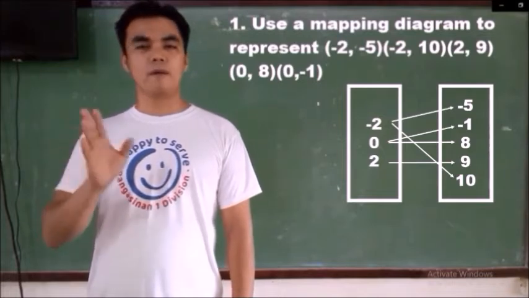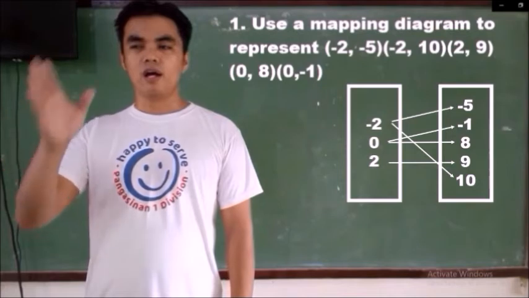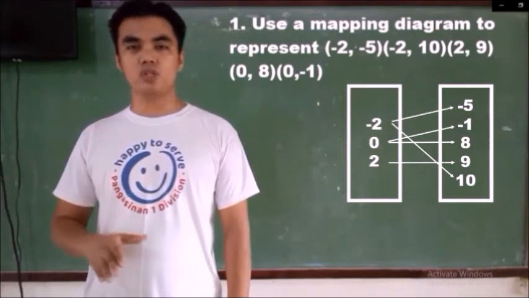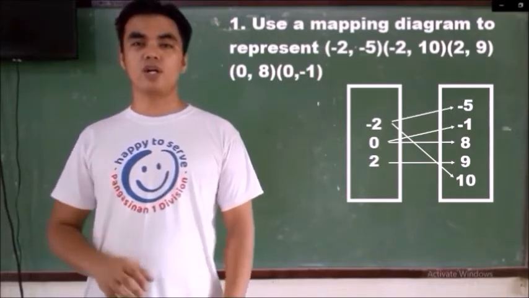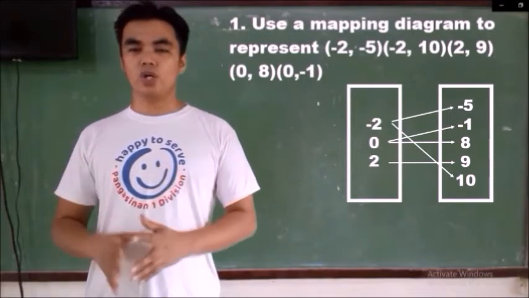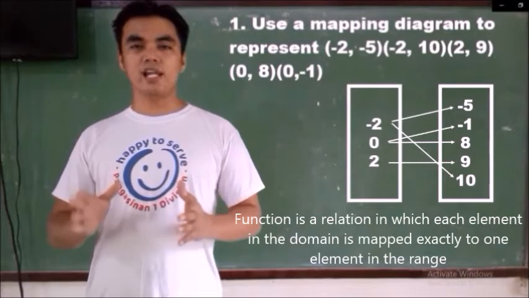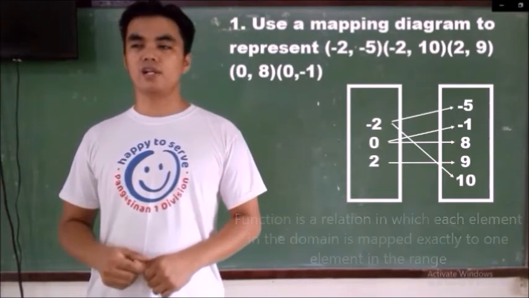So from this given mapping diagram, you would be able to understand when do we say that a relation is just a plain relation or a relation is a function. Now, from the definition a while ago of function, a function is a relation in which each element in the domain is mapped to exactly one element in the range.